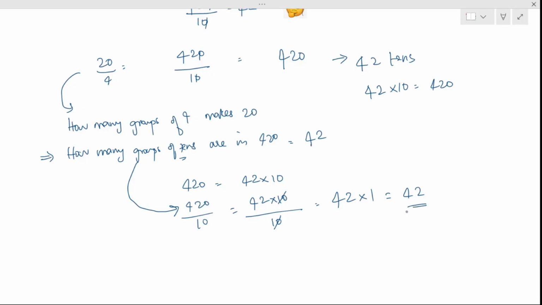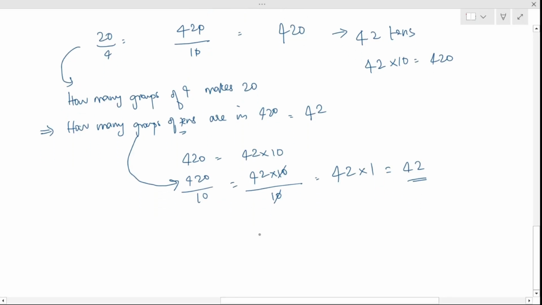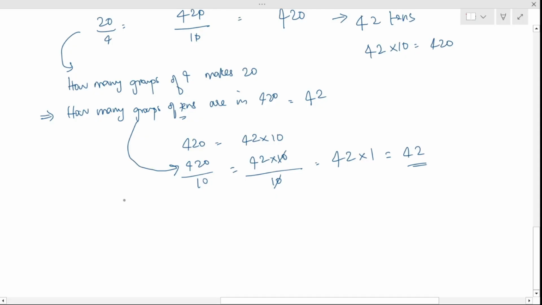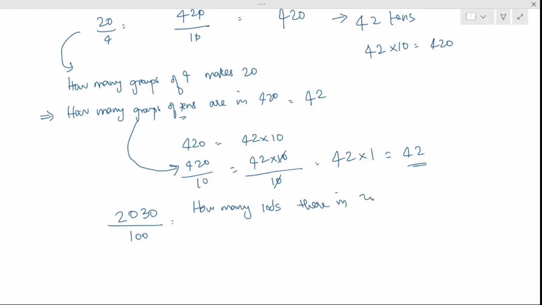Now, not stopping here, I asked them to explore more. What more would you like to check? What kind of weird numbers do you want to try? And children come up with very interesting numbers. Ma'am, what would happen if I have some number like 2030 divided by 100? Okay, come on, ask the same question. How many hundreds are there in 2030? So that would be, ma'am, there are 20 hundreds.